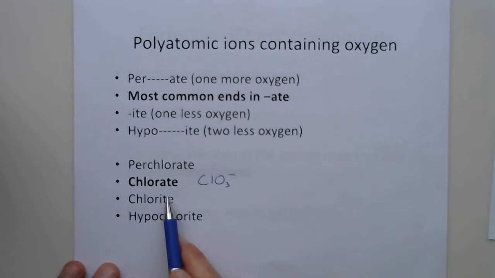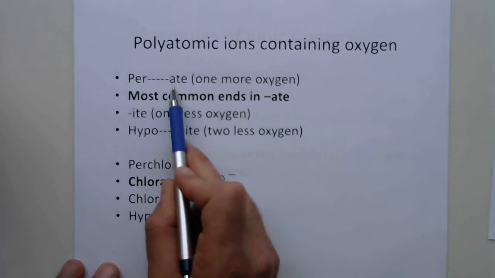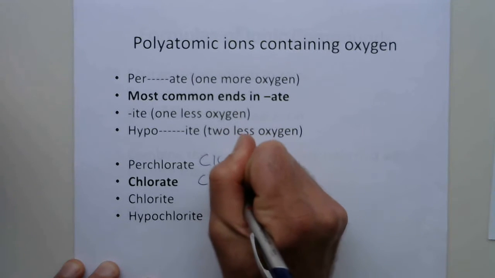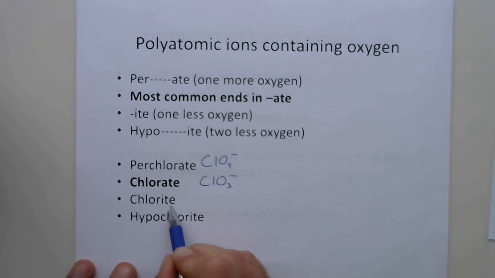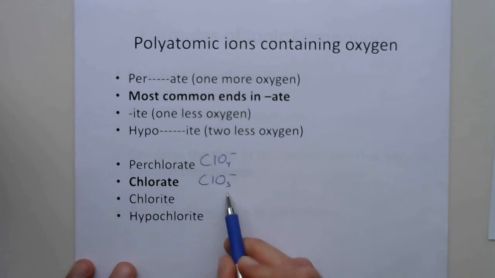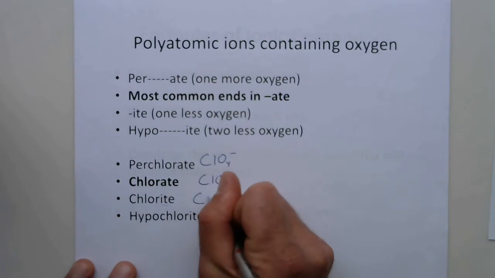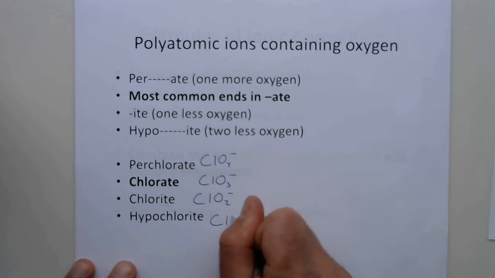So if we know chlorate, that's the most common one, then we can use these naming rules to name the other ones. So perchlorate has one more oxygen. Instead of ClO3 with a -1 charge, it's ClO4, still with the same -1 charge. Changing it into ITE, the ATE was the most common one, which happened to have 3 oxygens. The one that ends in ITE has one less oxygen, so ClO2, still with the -1 charge.